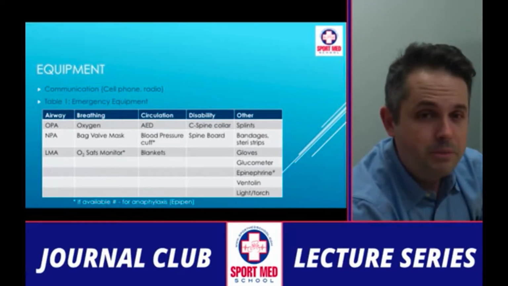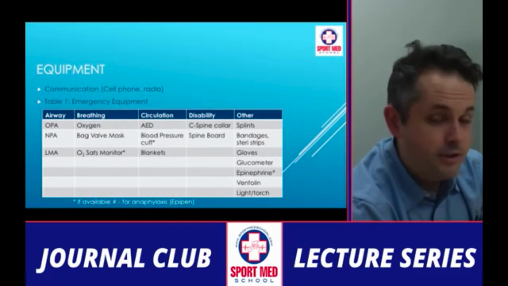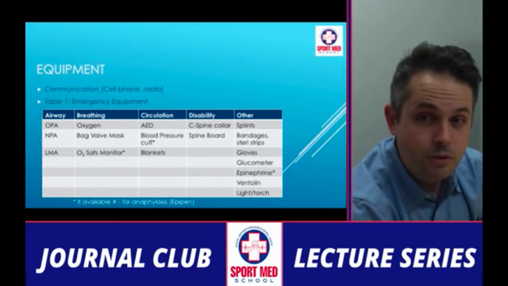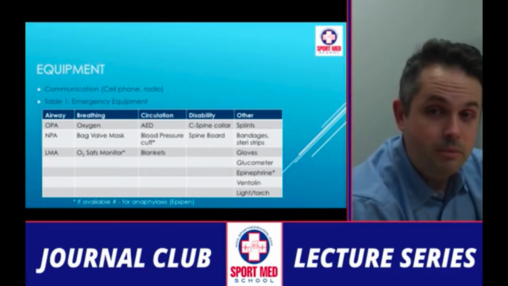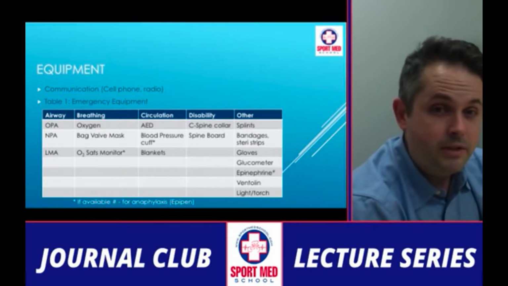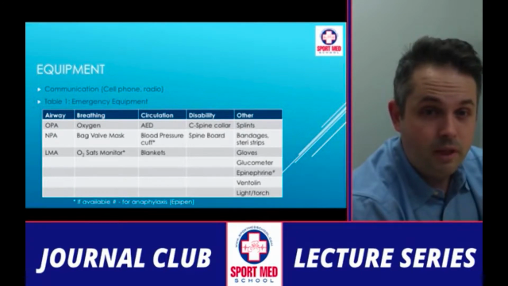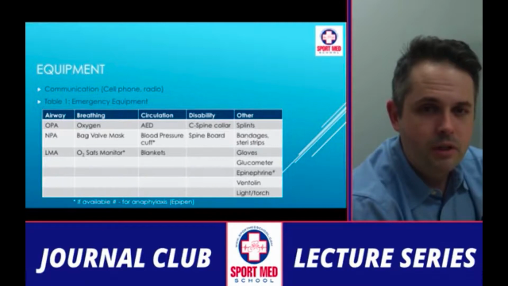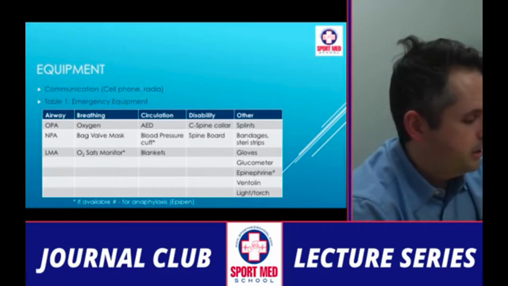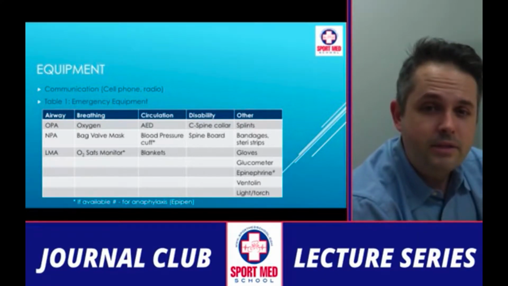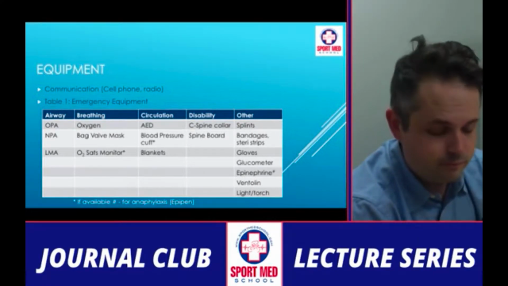So from an airway perspective, just have a number of airway options as adjuncts to some of the manual methods that we'll be talking about shortly. So oral and nasopharyngeal airways and laryngeal mask airways are considerations. If you only have one or two of those, that's fine. I think it's important to have something else in your bag of tricks in case you come across an airway emergency.